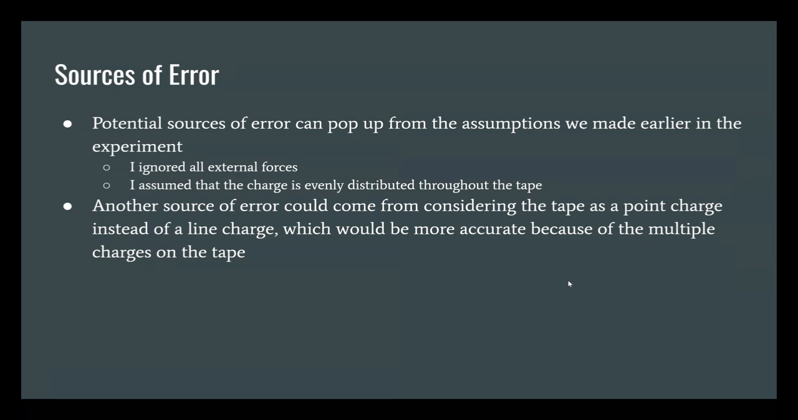Some potential sources of error in this experiment can pop up from some of the assumptions that we made earlier, like ignoring all the external forces, and assuming that the charge is evenly distributed throughout the tape. Another source of error could come from considering the tape as a point charge instead of a line charge, which would be more accurate because of the multiple charges throughout the piece of tape.